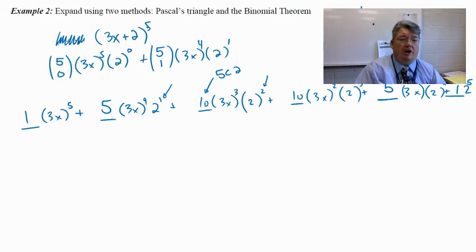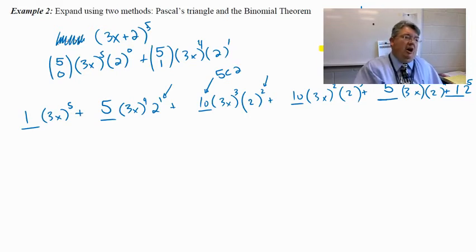And I want power 5, so I've got row 1, 2, 3, 4. I need 5. So 1, 5, 10, 10, 5, 1. Okay, so I would look at that and I'd say, okay, there's the 5th row. So I'm going to use that row right there. And my coefficients are going to be 1, 5, 10, 10, 5, 1.